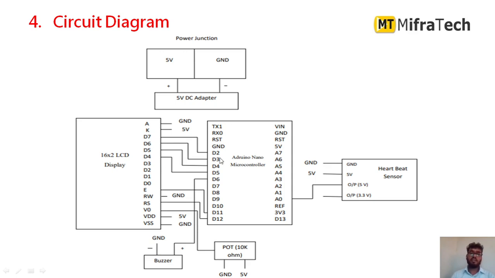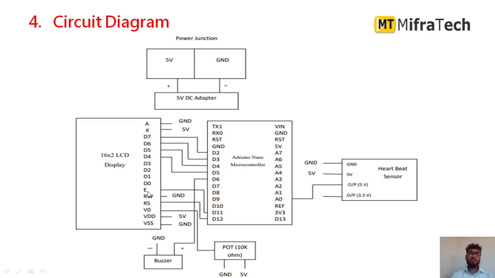So D7 I have connected to D2, D6 I connected to D3, and D5 connected to D4 of Arduino Nano microcontroller, and D4 of LCD display I connected to D5 of Arduino Nano microcontroller in order to display the required message in the 16x2 LCD display. D0 to D3, all these 4 pins I am not using in this project.